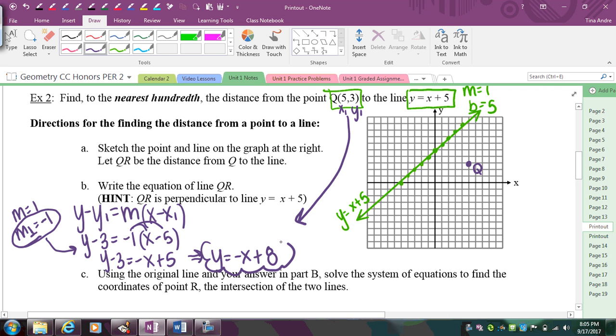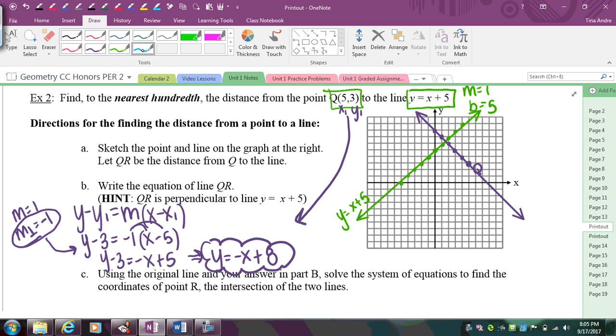So here's my equation. If we actually went and graphed that, we'd be up at 5, 6, 7, 8, and down 1 over 1, down 1 over 1. I'm going to go ahead and connect these. So this is my line right here that I just came up with. It's the perpendicular line passing through point Q.